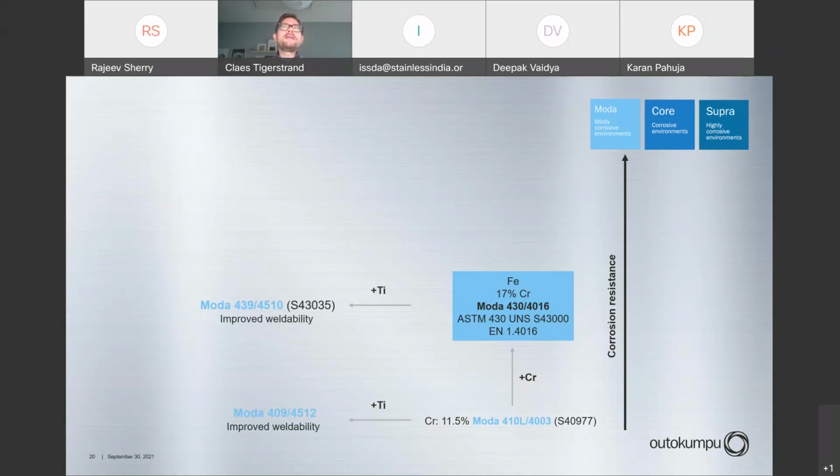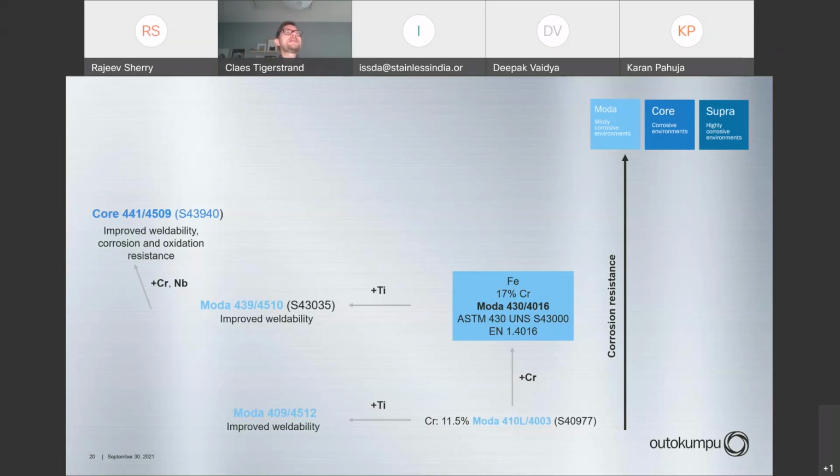If you then, from a type 430 grade with 17% chromium, add some titanium, you will have the grade called the Moda 439, and there you will have an improved weldability, also improved intergranular corrosion resistance. You also have the counterpart for the lower alloy, the 410 grade, where you add titanium, you get the type 409, and with the titanium there as well it improves, most importantly, the weldability, but also the intergranular corrosion resistance.